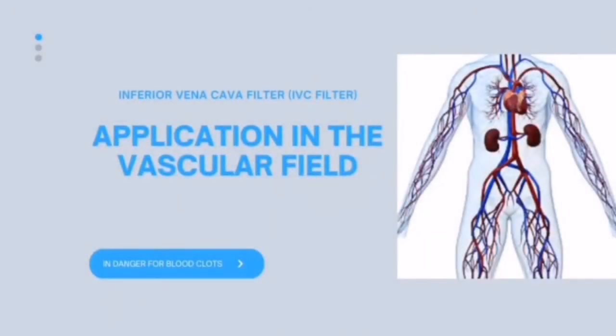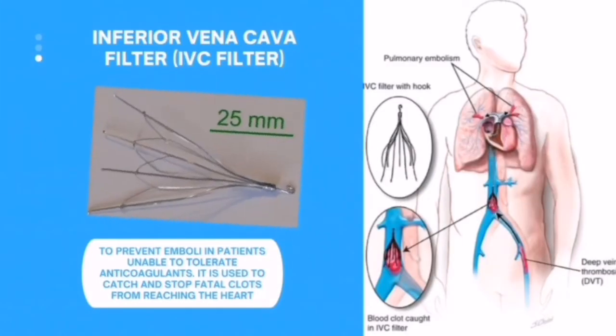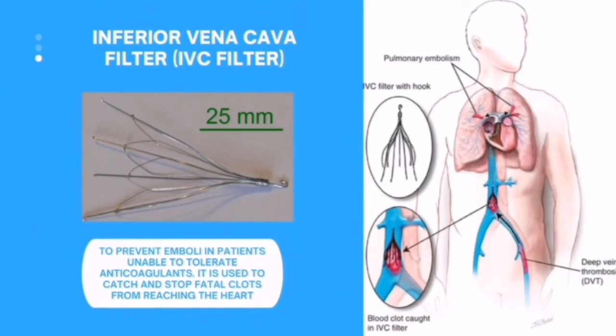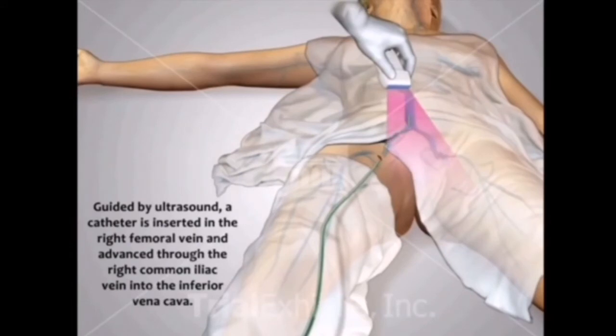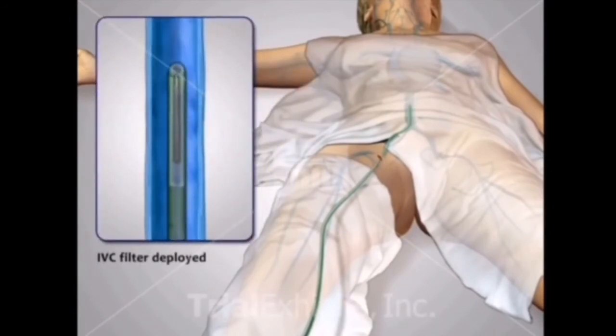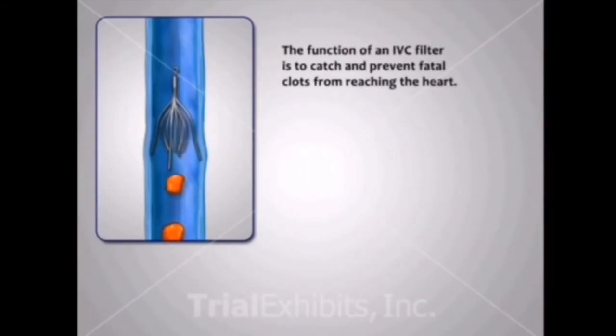Next, application in the vascular field. The device produced in this field is the inferior vena cava filter, which has a length of 25 mm. It is to prevent embolism in patients unable to tolerate anticoagulants. It is used to catch and stop fatal clots from reaching the heart. So here is how the device works. It shows that the SMA expands like this while heating.